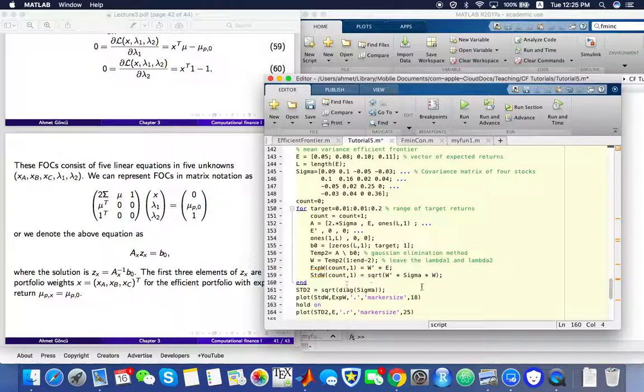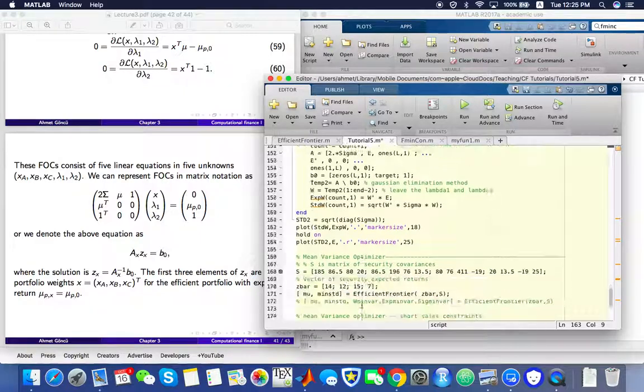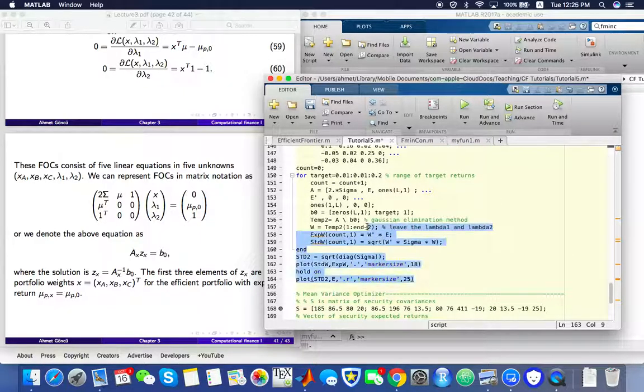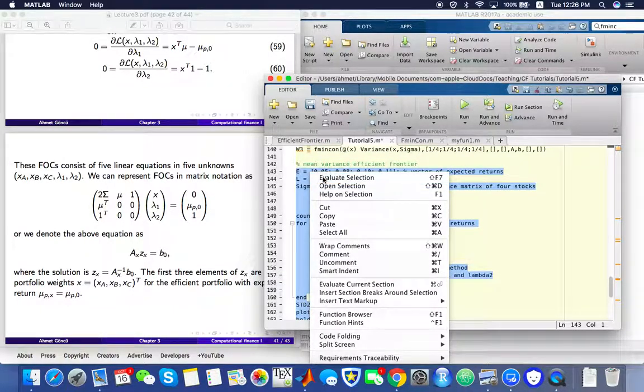And once we are done with these, we can make a plot using the portfolio standard deviations on the x-axis, and we are going to put the expected returns of these efficient frontier portfolios on the y-axis. And additionally, we can also plot our initial portfolios. Okay, so if we run this much of our code here in this example, let's run this one.